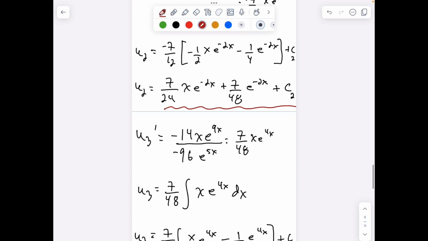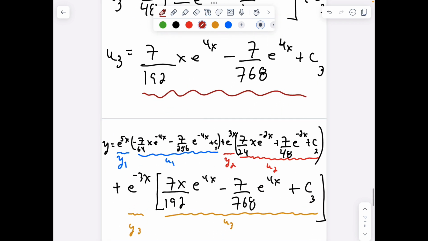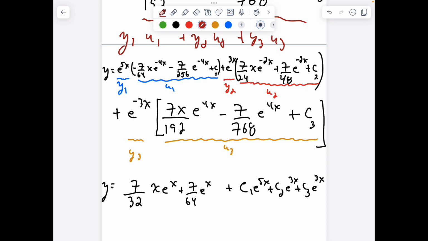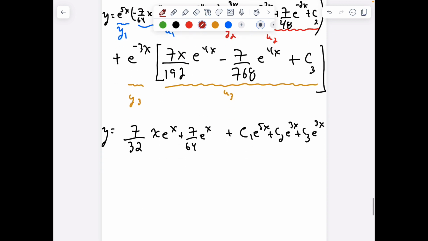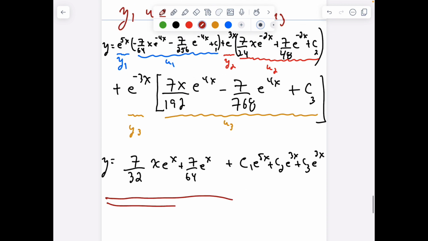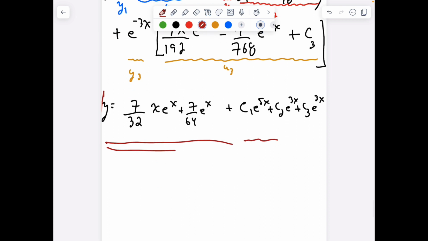And essentially what you would do next is you would form your solution, which I said was equal to y1 u1 plus y2 u2 plus y3 u3. And that's what you see here in the blue, red, and gold color there. And if you went ahead and distributed, and that's how I got this answer, I distributed and then I added like terms, so some algebra that you got to do, this would be your final answer. And essentially this right here is the solution to the homogeneous, and this is the solution to the particular.